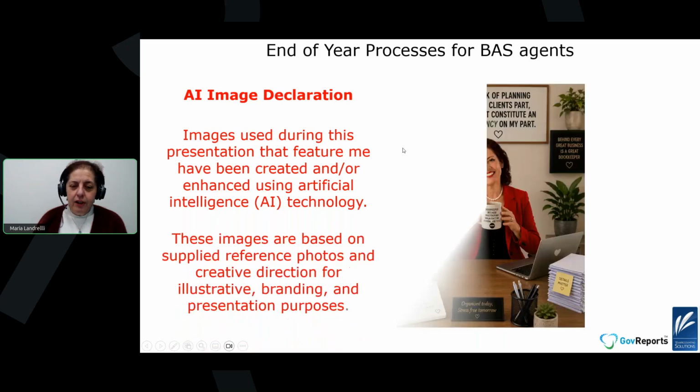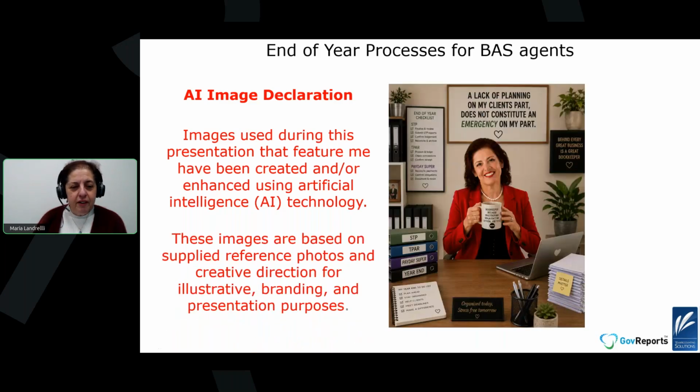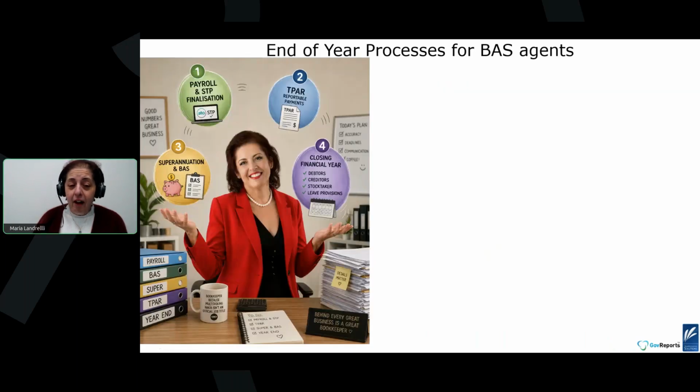AI image declaration: not all of the images are actual images of me. For example, this one was created by AI, and you'll see me doing some great juggling and things like that. I'm pretty good at juggling, but not always the best at it like these images show. So just be aware, most of these are created by AI. As I said, I can juggle and it's showing me.